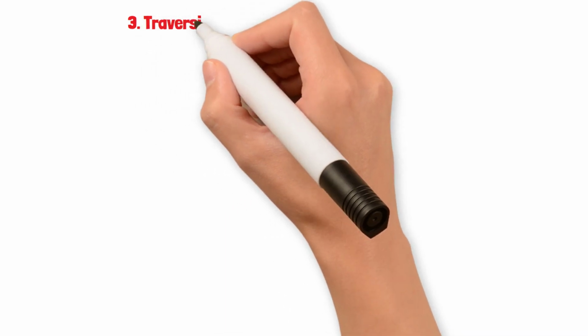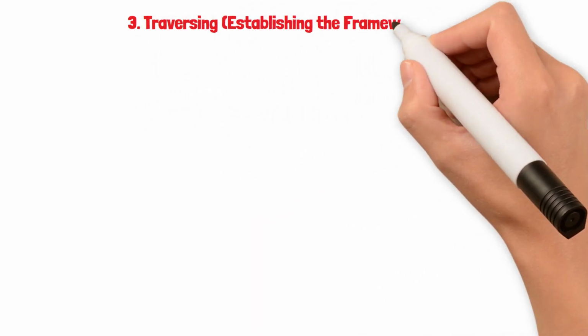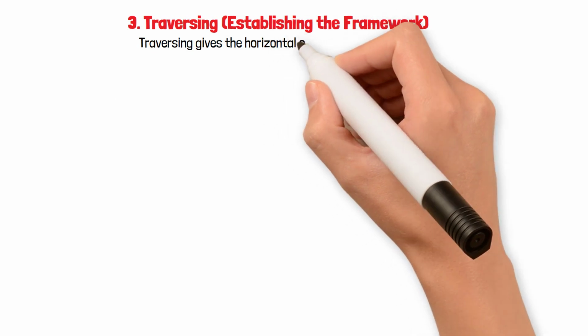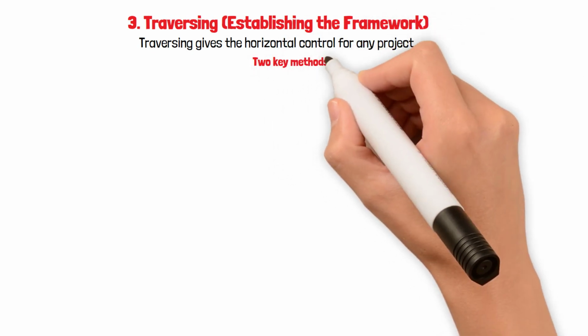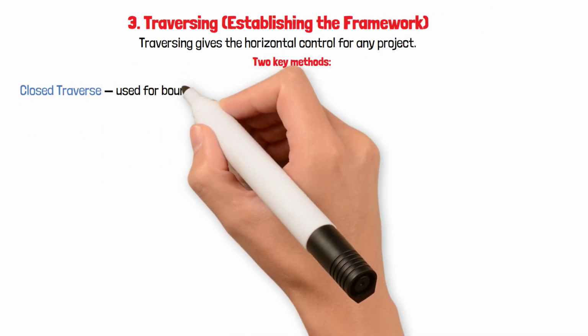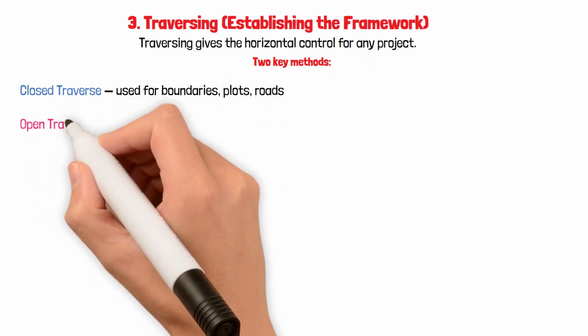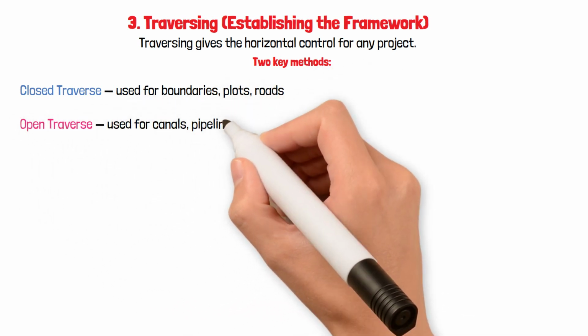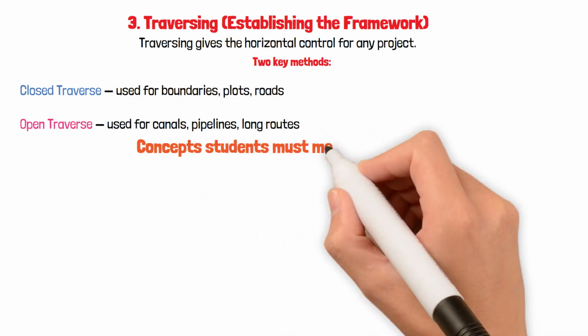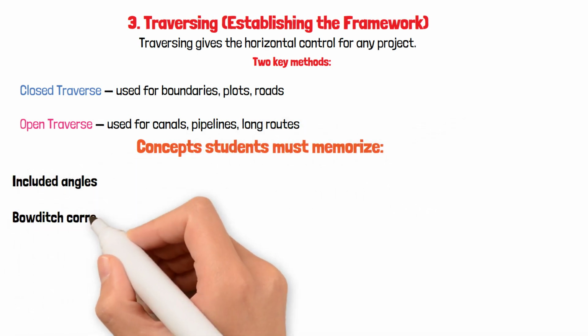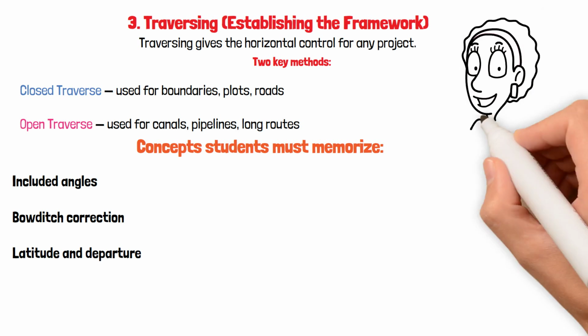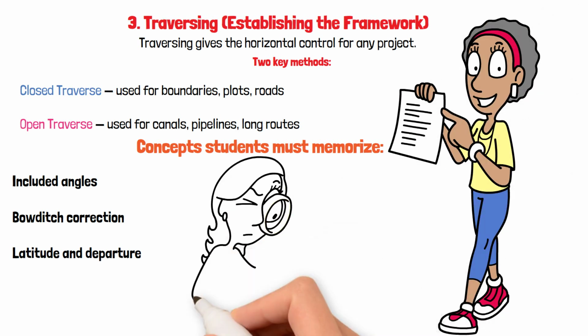3. Traversing, establishing the framework. Traversing gives the horizontal control for any project. 2 key methods. Closed traverse, used for boundaries, plots, roads. Open traverse, used for canals, pipelines, long routes. Concepts students must memorize: included angles, Bowditch correction, latitude, and departure. This topic appears in at least one long question in most exams.